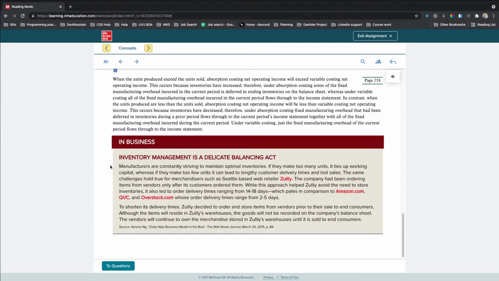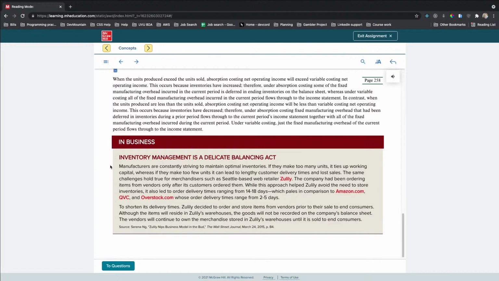Zulily, I think. The company has been ordering items from vendors only after its customers ordered them. While this approach helped Zulily avoid the need to store inventories, it also led to order delivery times ranging from 14 to 18 days, which pales in comparison to Amazon.com, QVC, and Overstock.com, whose order delivery times range from 2 to 5 days.